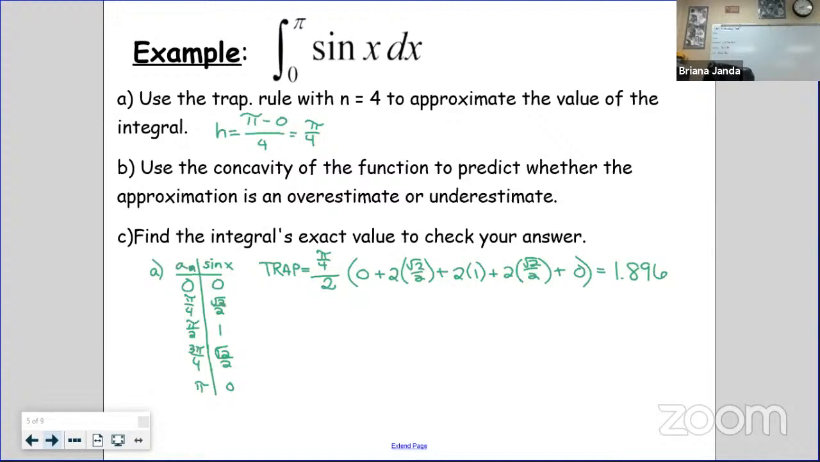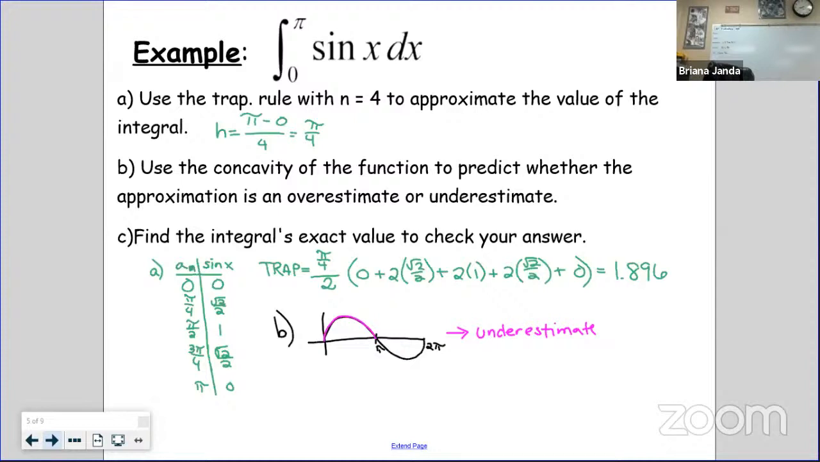Okay, part B. If I consider the sine curve, it looks like this, goes out to 2 pi, here would be pi. So we're really just focused on from 0 to pi, which would be this part, is concave down, right? And if I were to draw a trapezoid in a concave down portion, it would be an underestimate. So that tells me, because it is concave down, that this was an underestimate.